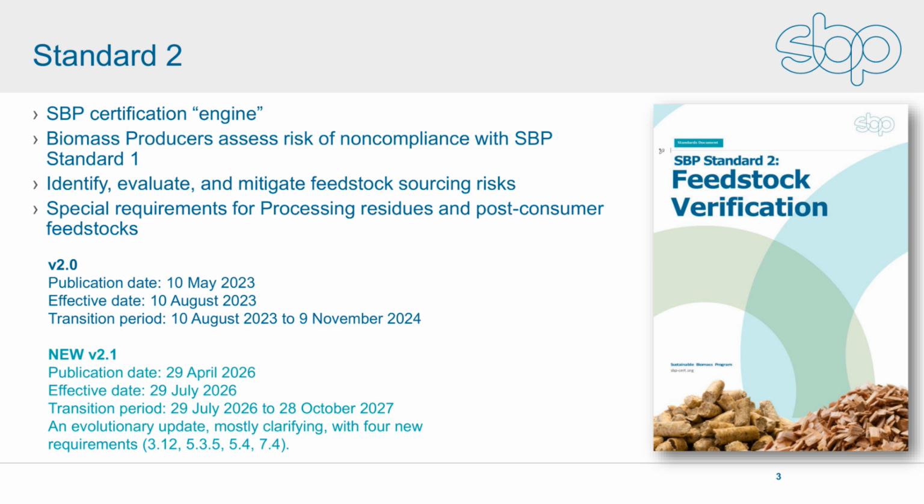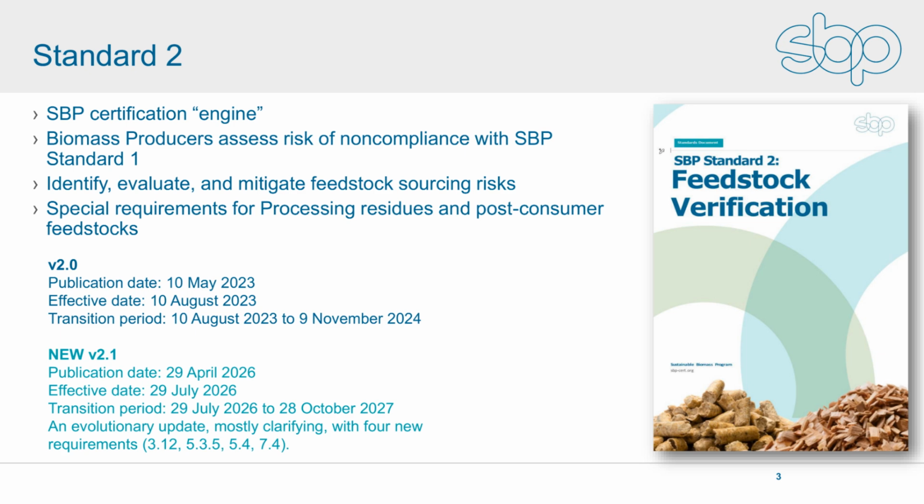Standard 2 is in many ways the engine of the SBP certification scheme. It's the core standard that drives how biomass producers evaluate and manage the sustainability of the feedstock they source. The scheme takes a risk-based approach. Biomass producers assess the risk of non-compliance with the principles and criteria of Standard 1 when deciding which feedstock to source, and Standard 2 gives them the method to identify, evaluate, and adequately mitigate those risks.